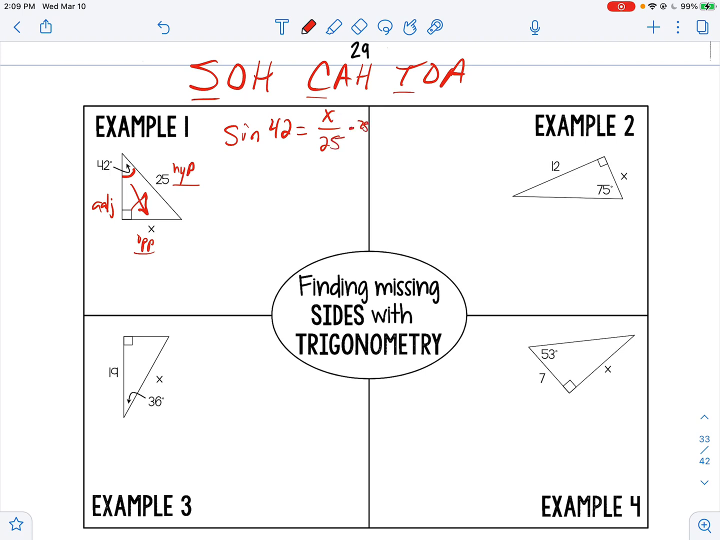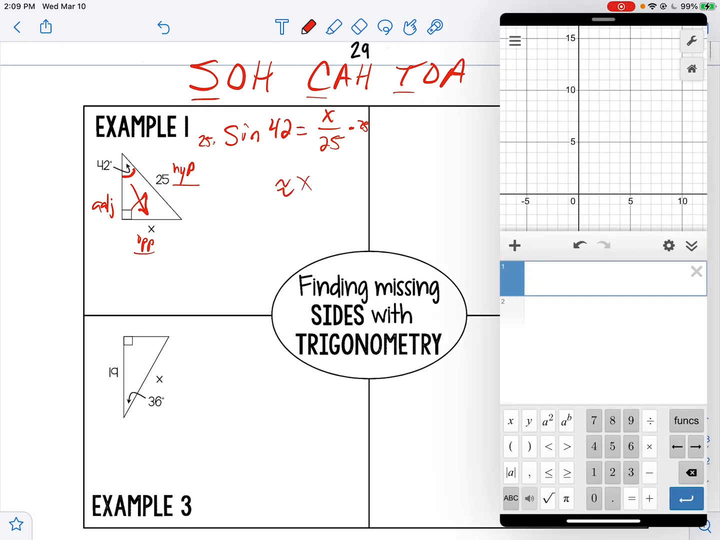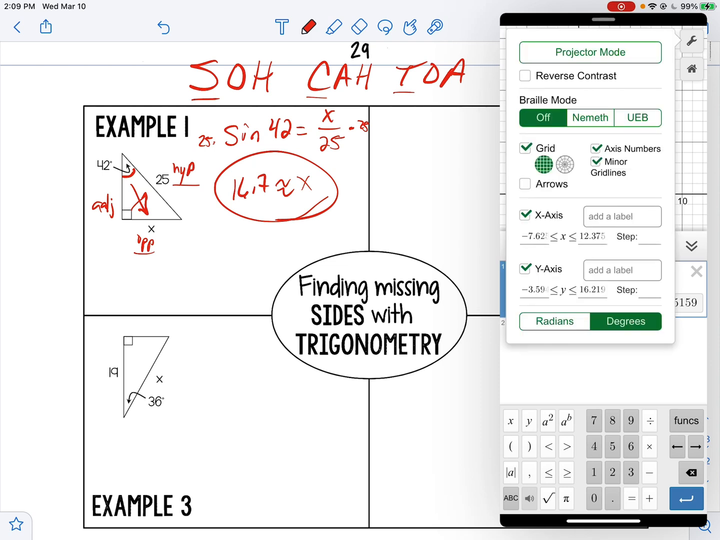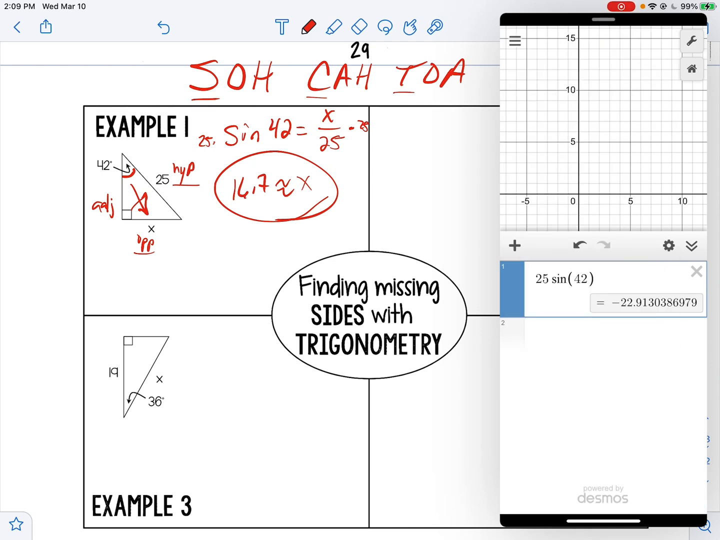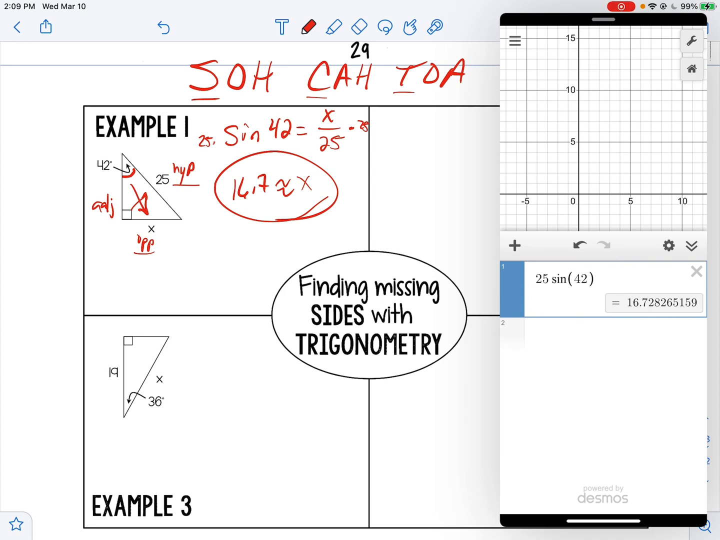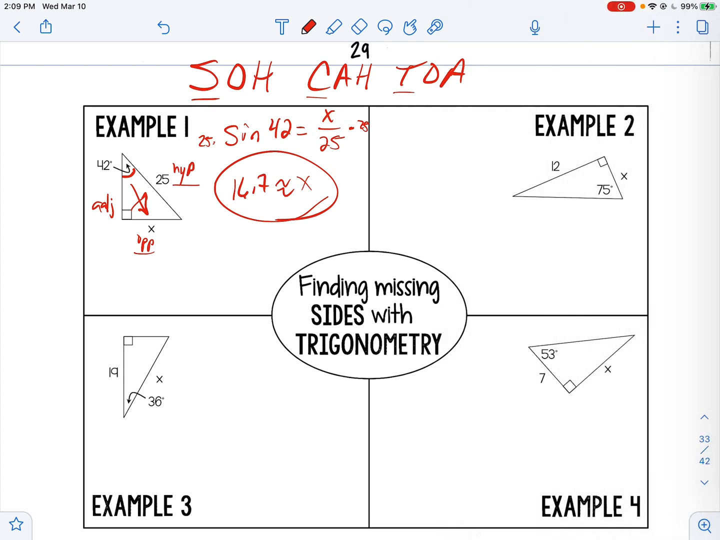To solve this equation, get x by itself, get the 25 to the other side by multiplying. So x is going to be, and we're probably going to have to round it, 25 times the sine of 42 degrees. 16.7 approximately. If you didn't get 16.7, and you got something like negative 22.91, that's because you're in radians and not degrees, and we don't want radians, we want degrees. Out of 360, how many degrees type thing? And so that'll give us a side appropriate the way that we need it to be.